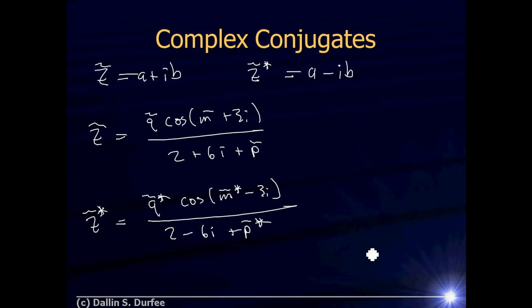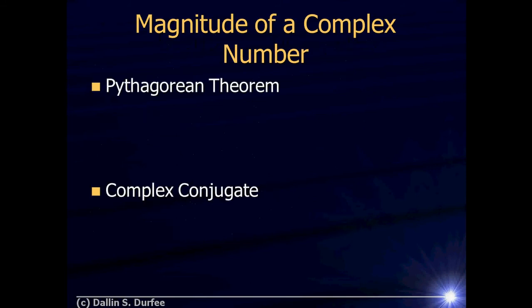So you just take the complex conjugate of something by taking the complex conjugate of all the stuff in it, and it turns out that that works. Alright. How do you find the magnitude of a complex number? The magnitude of a complex number is, if I plot a complex number in the complex plane, the distance of that number from the origin. Alright?